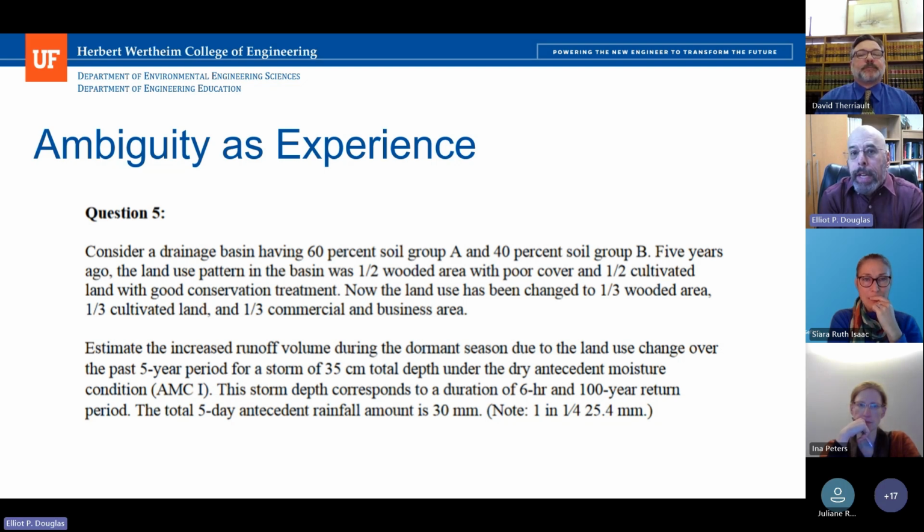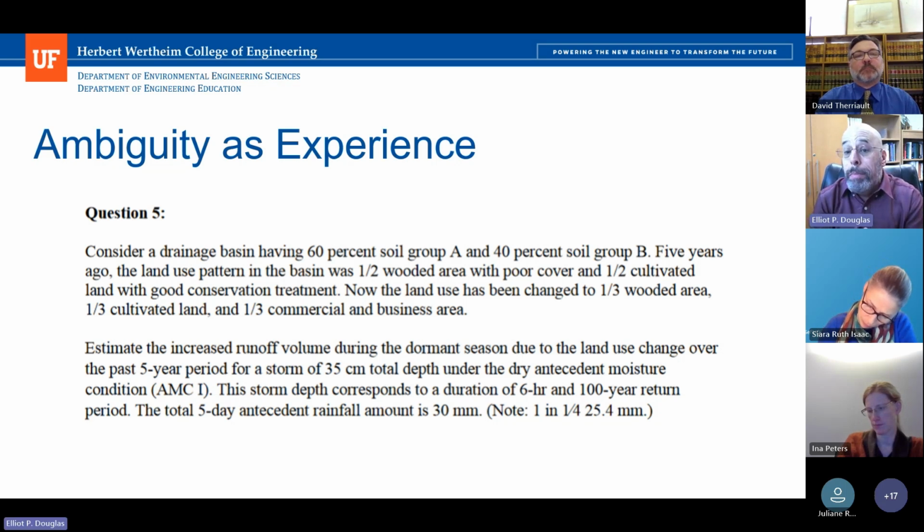So one of our big findings is that ambiguity is not inherent in a problem. It's inherent in the problem solver's interaction with the problem. And of course, that makes it much more difficult to say, how am I going to design a problem that's ambiguous? But I think it'd be interesting to hear the discussion.